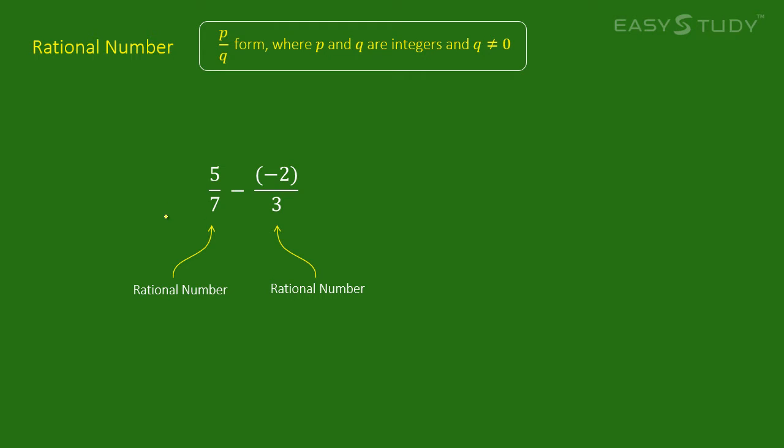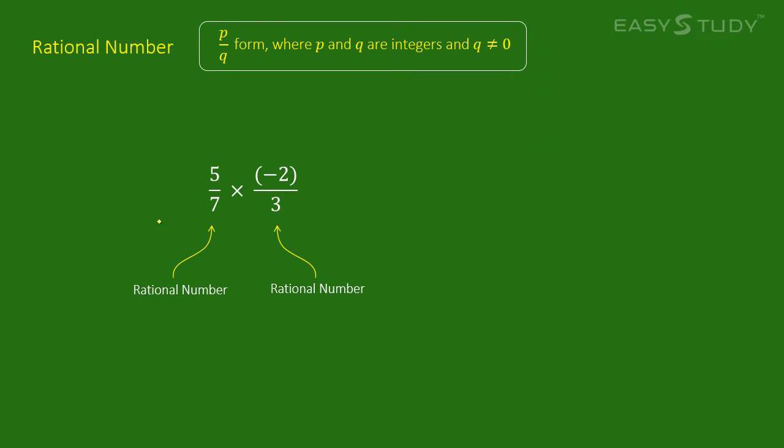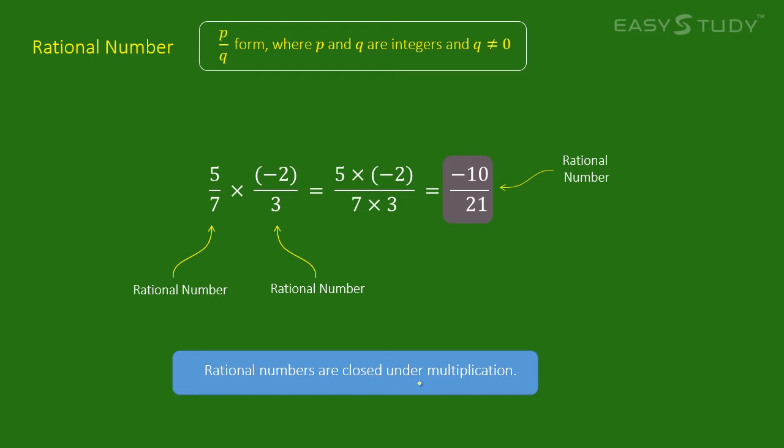If you subtract two rational numbers, 5 by 7 minus 2 by 3, that is equal to 29 by 21. Subtraction of two rational numbers a minus b always produces a rational number. Rational numbers are closed under subtraction. How about multiplication? If you multiply two rational numbers, the result is also always a rational number. Hence, rational numbers are closed under multiplication.